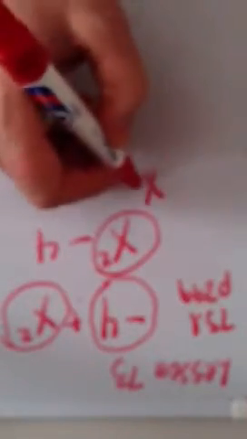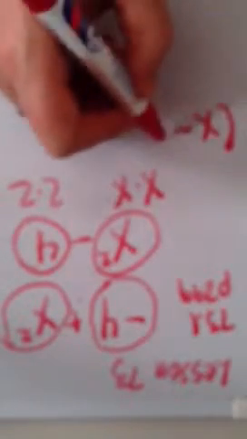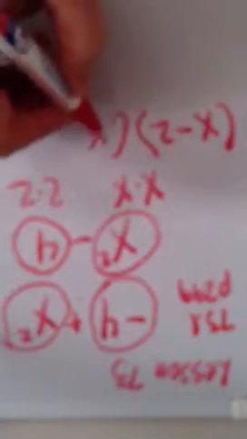X squared minus 4. In addition, order doesn't matter, right? So as long as we keep the minus sign with the 4, we're fine. Now we have a difference of two squares. That's x times x. 4 is 2 times 2. The minus sign is in the middle, so we know that we can automatically factor this as x minus 2, x plus 2.